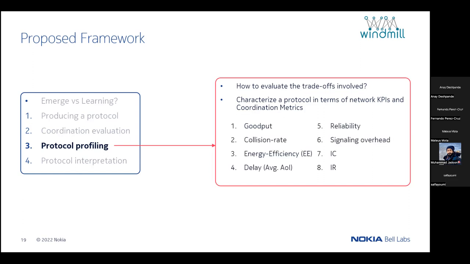The main ones that we propose are, of course, goodput, which is the main KPI of interest for this application, but you have collision rates, which directly lead to energy efficiency, because energy efficiency in this case is the number of received goodput divided by the amount of energy that is put into the channel. So it's mainly the receptions divided by the number of the transmissions that are made. And then you have delay. In this case, we use the average age of information. And then you have the reliability, signaling overhead, of course, and then the two coordination metrics. Okay.